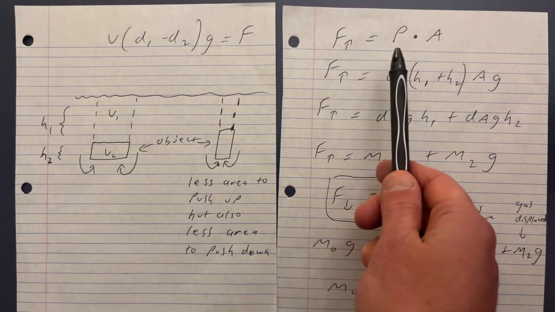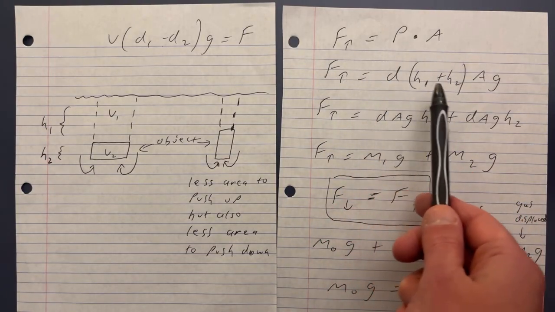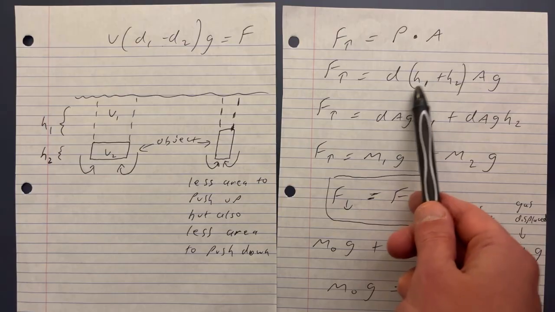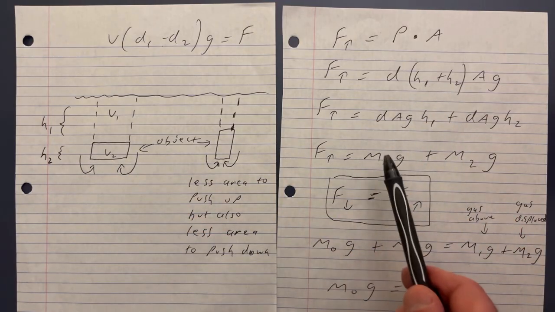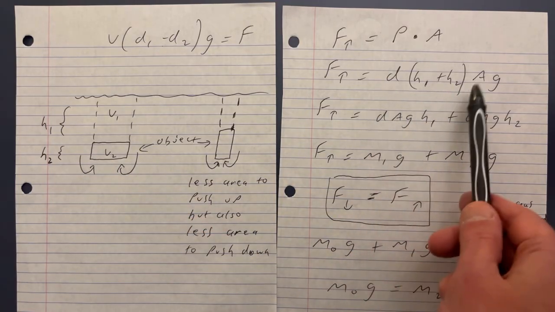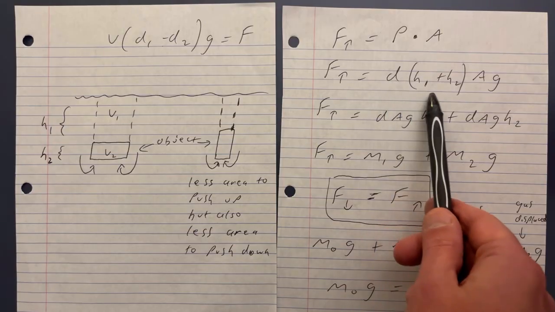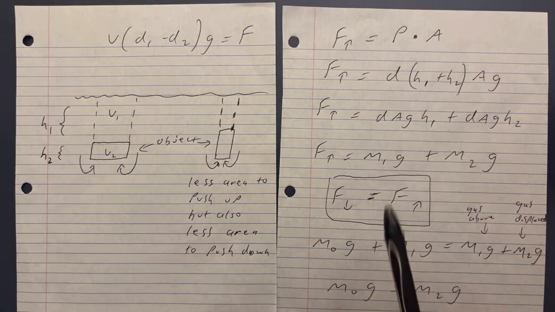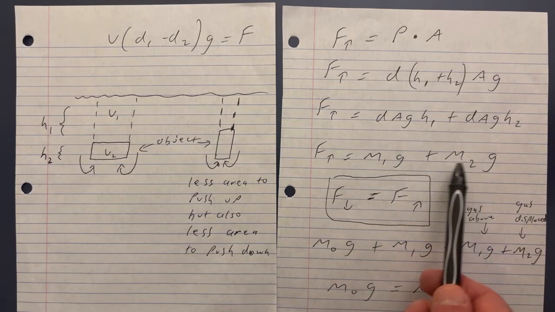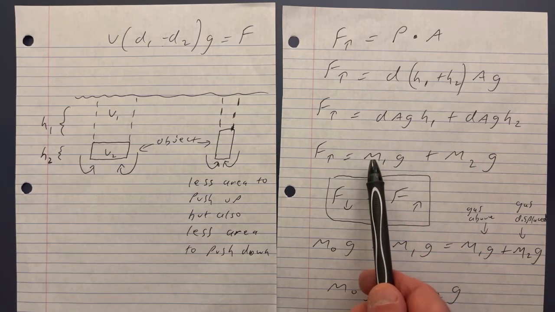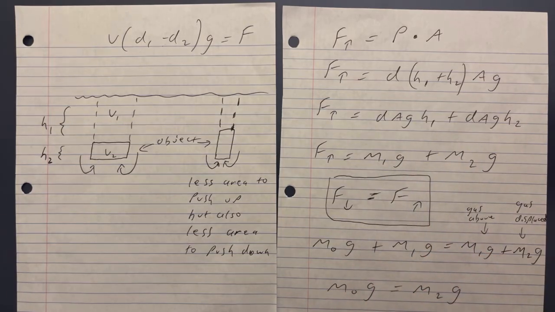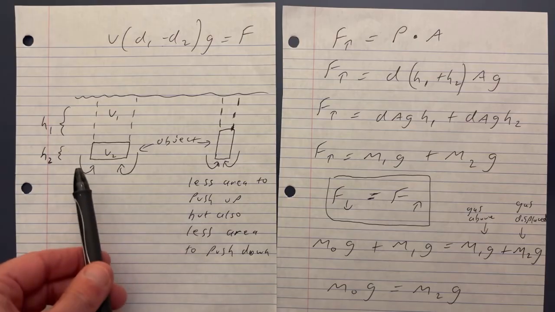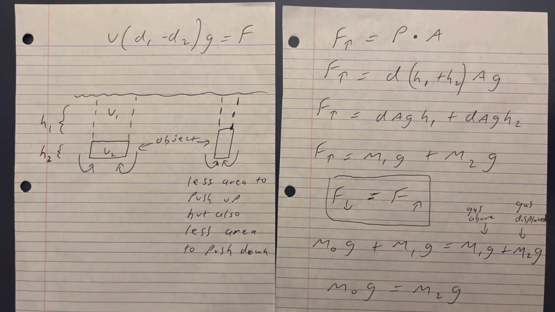So force pushing up is pressure times area, that's your hDgA, but we have to use both heights, H1 and H2. So just do DAg H1 plus DAg H2 right there. Both of these turn into mass times acceleration. So here we have M1g. That M1 is the mass of the air column from height 1, and then M2g is the mass of the air column from height 2.